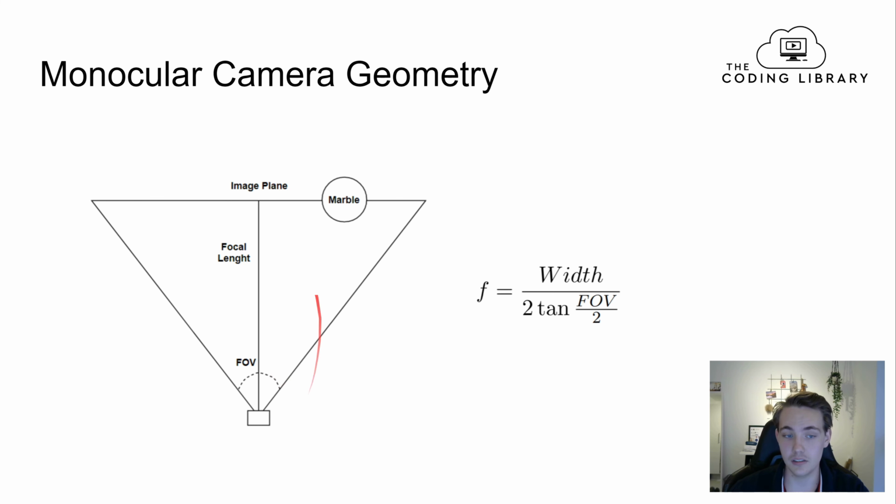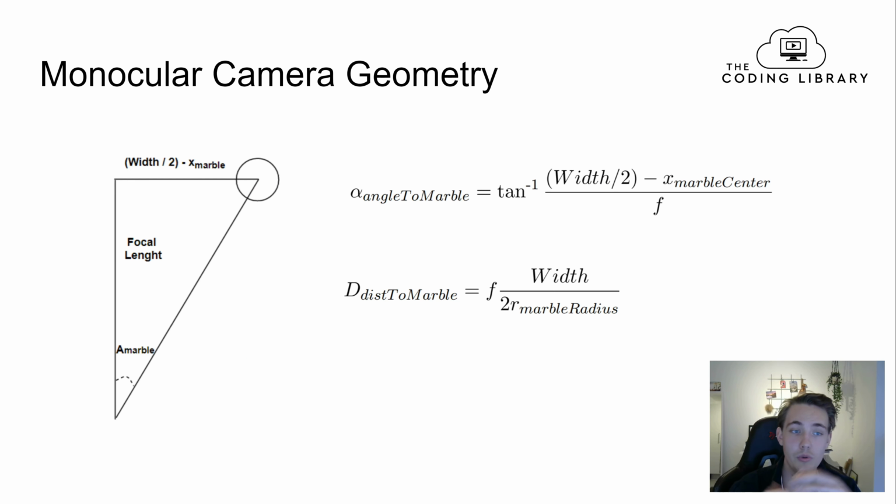When we know this angle and we know this distance up here, which is half of the image plane, then we can calculate the focal length by dividing the width up here by 2 times the tangent of half of the field of view. Then we get the focal length that we can use to estimate the distance towards the detected marble.